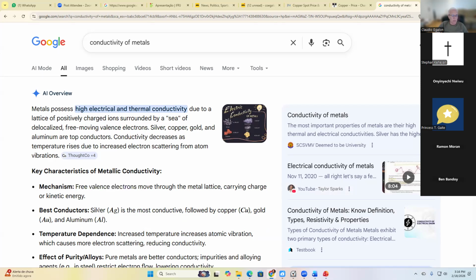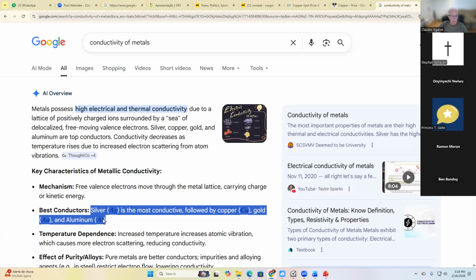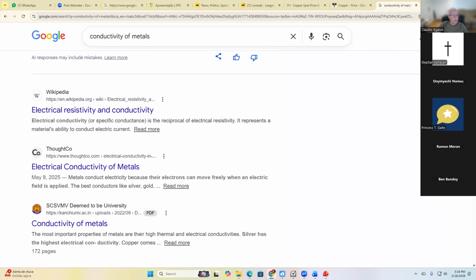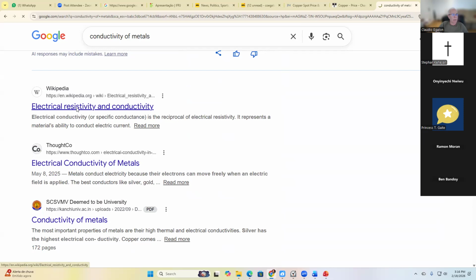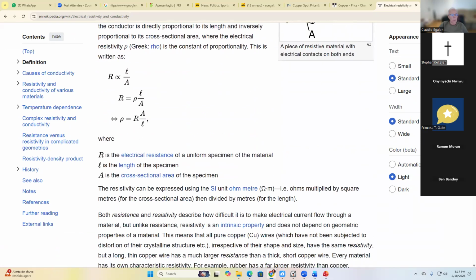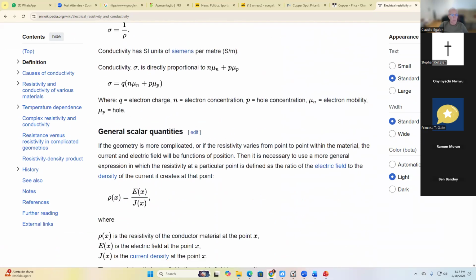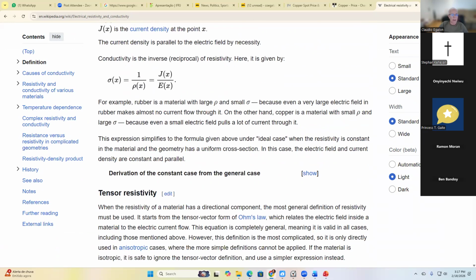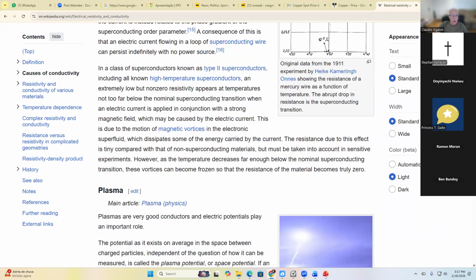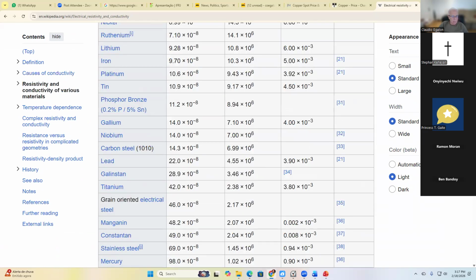Okay, best conductor. Silver is the best one, the most conductive, followed by copper, gold, but nobody's going to buy gold to do their wiring, right, and aluminum. And I want you to see the actual conductivity. Let's take a look here. Resistivity and conductivity, right in here, Wikipedia. The higher the conductivity, the more freely the electrons move. We want a table. Let's see, what is the table here? Here you go. Here's the table.